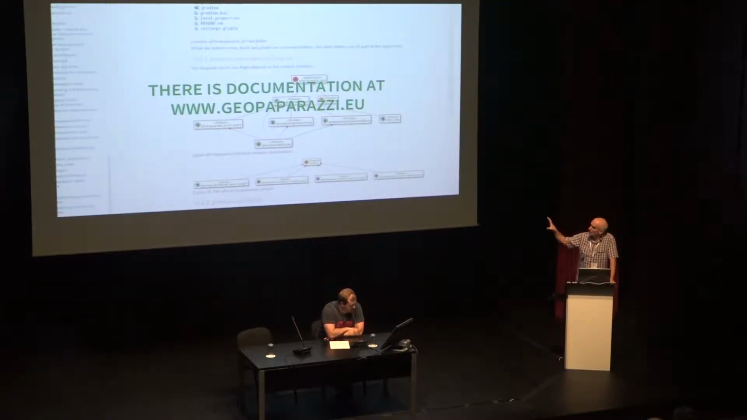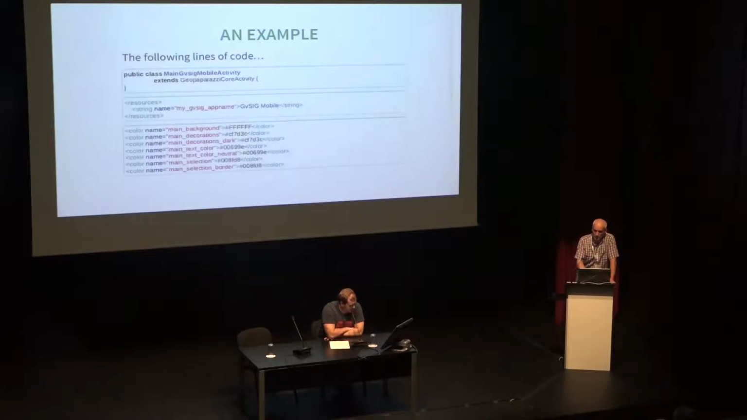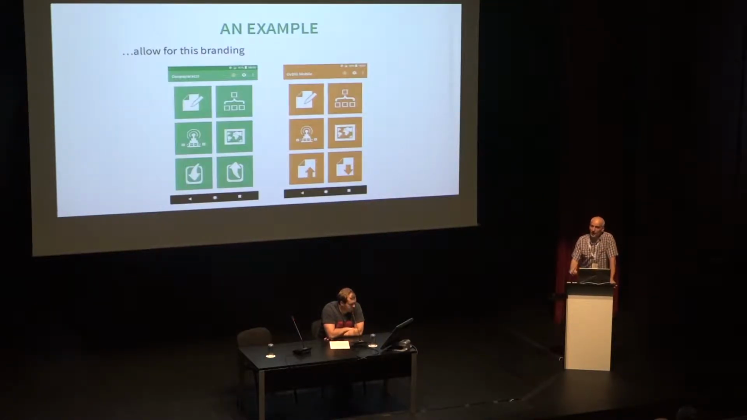There is some documentation on the web page, and I just want to give you an example with these lines of code. It's really very, very few. It's 3 files, and really just these lines. I didn't leave out anything. You change these lines of code, and from GeoPaparazzi, you get to GVSig Mobile. Yes, actually, it is that.